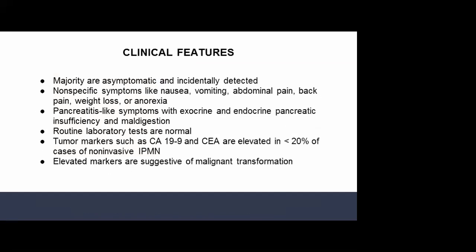Coming to the clinical features of the IPMN, majority are asymptomatic and are incidentally detected, and non-specific symptoms like nausea, vomiting, abdominal pain, or back pain, or weight loss, or anorexia might be there. And as already mentioned, most are usually detected because of the endoscopy or imaging done for some other indication. Pancreatitis-like symptoms can be seen in some patients with exocrine and endocrine insufficiency, and most of the times the routine lab investigations are all normal. And the tumor markers like CA 19-9 and CEA are also normal unless there is an invasive component. Only less than 20% of the cases of non-invasive IPMN will have an elevated CA 19-9 or CEA.